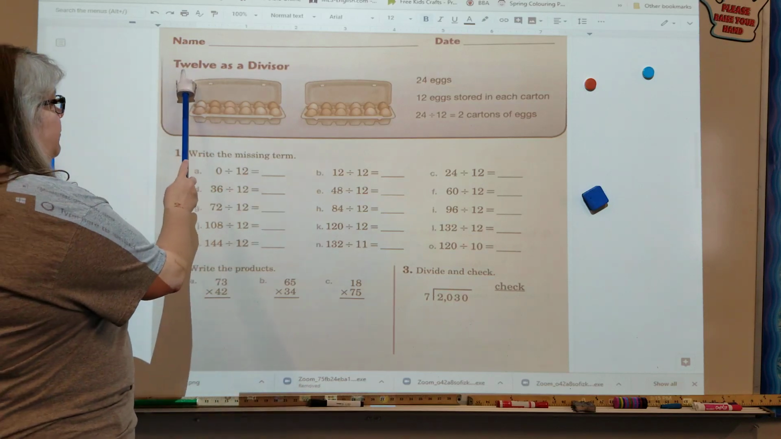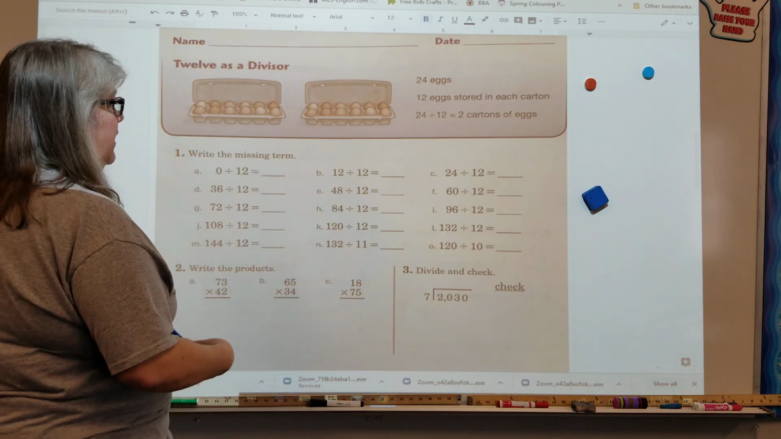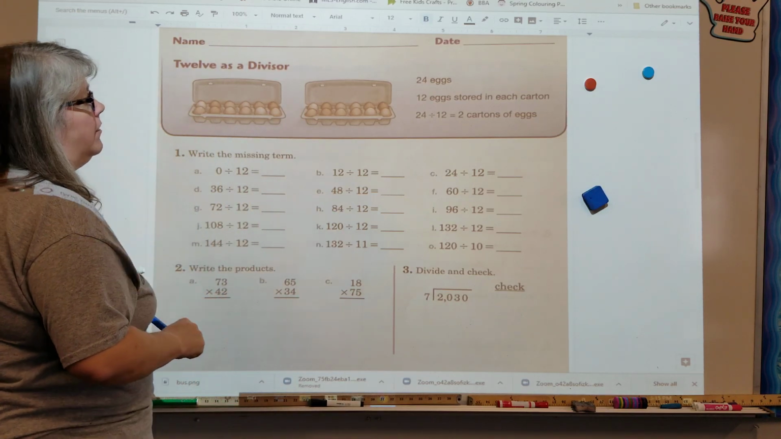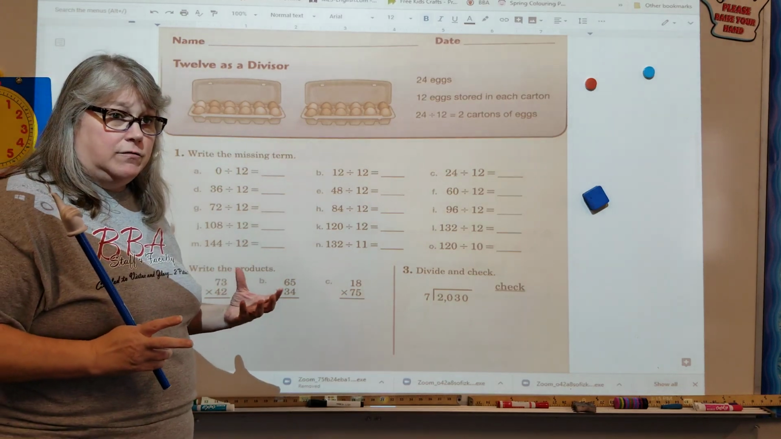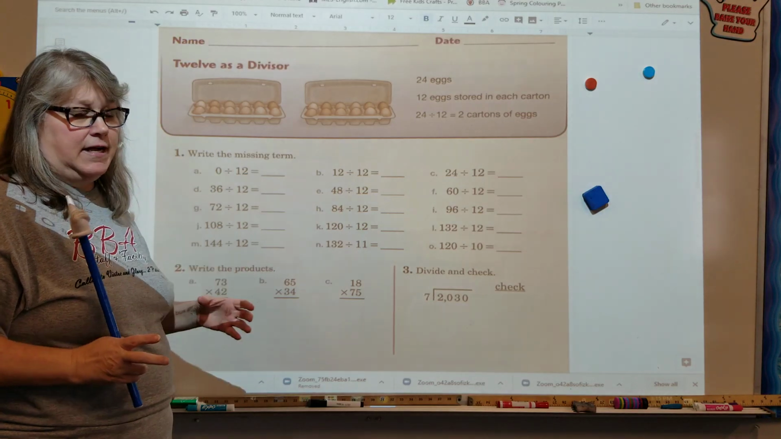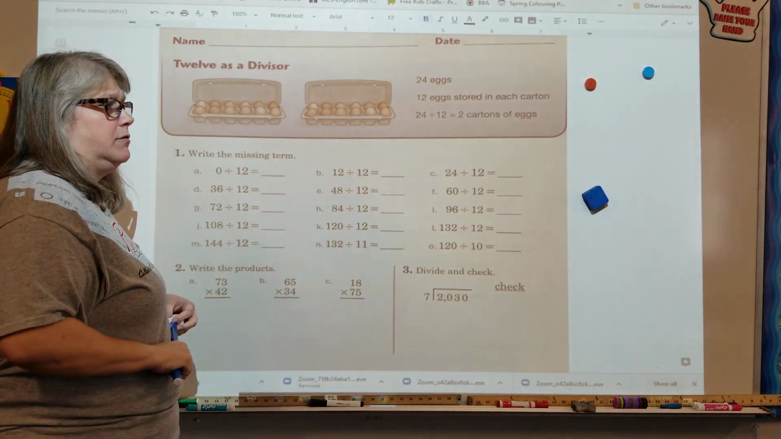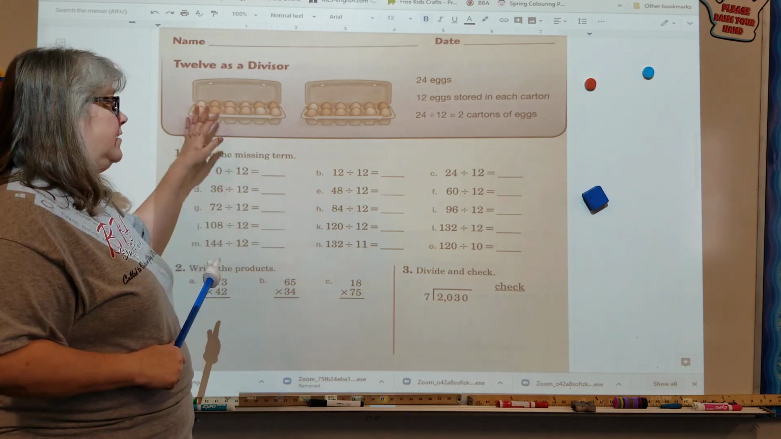So what are we doing? We are using 12 as a divisor. Let's look at the top of your page. All together we have 24 eggs, and you can get eggs in different size cartons, but the average way to purchase eggs is in containers of 12, and remember, 1 dozen things equals 12 things. So your mom may ask your dad, would you stop at the store and get a dozen eggs? And this is how it's going to come in.